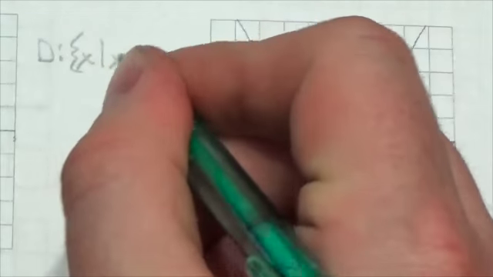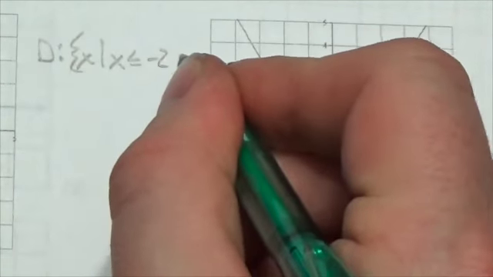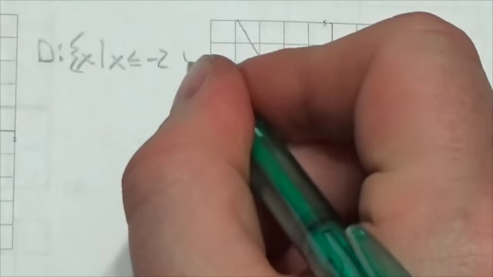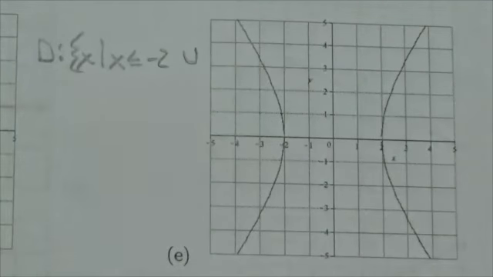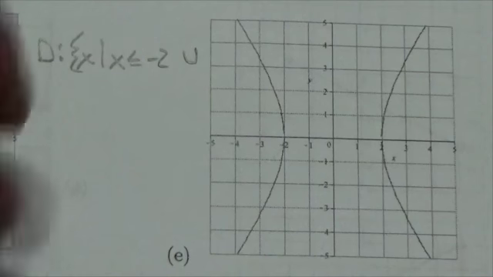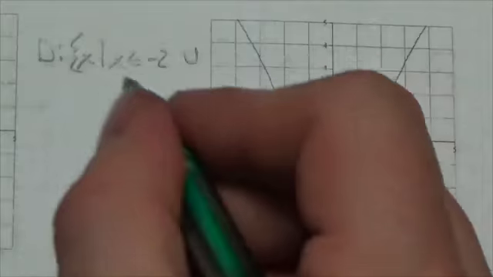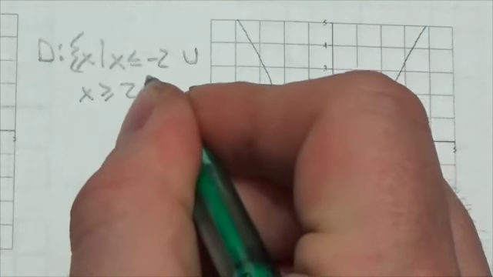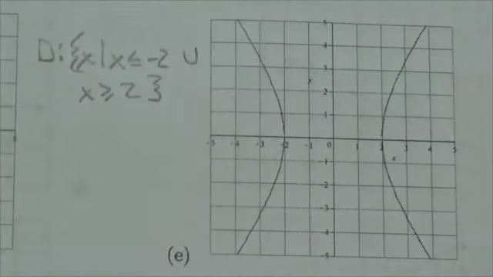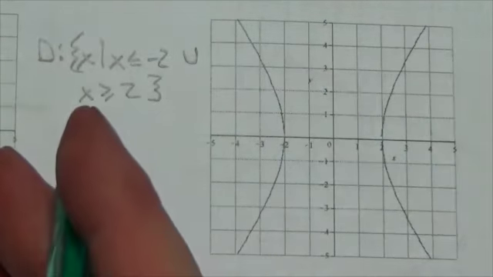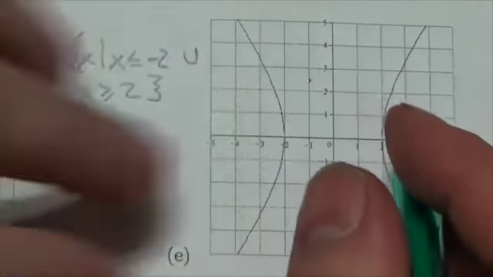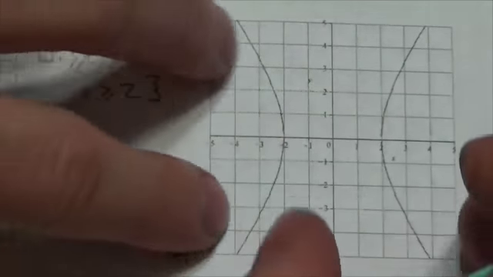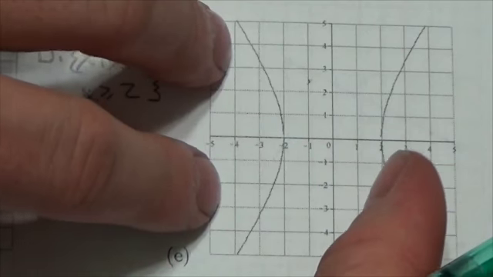So it's going to be all values of x, such that x is less than or equal to -2, together with, and I would use the symbol union here, a little u, union, the joining together of two sets, x greater than or equal to +2. And there we go.